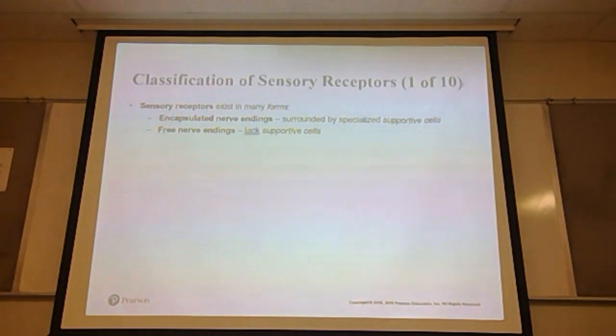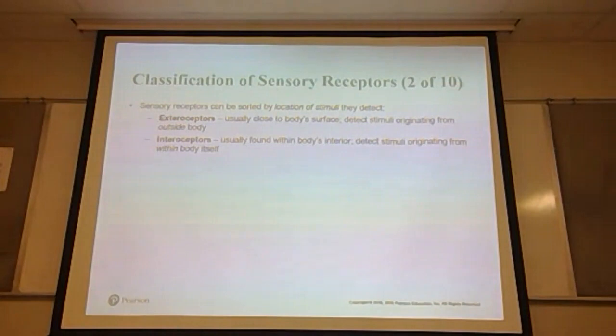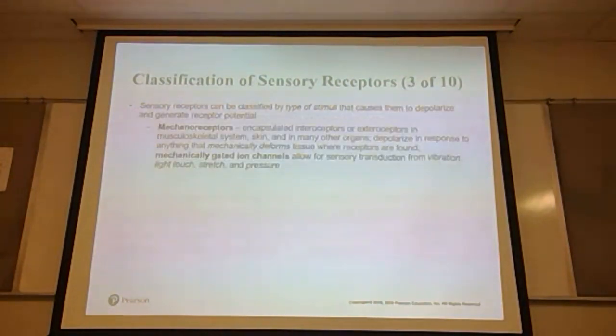Sensory receptors exist in many forms. You have encapsulated nerve endings, which are surrounded by specialized support cells. You have free nerve endings, which don't have any support. You have exteroceptors, which are usually close to the body's surface, as their name would imply, external. They detect stimuli originating from outside the body. Interoceptors are found within the body's interior. They detect things originating from inside the body.